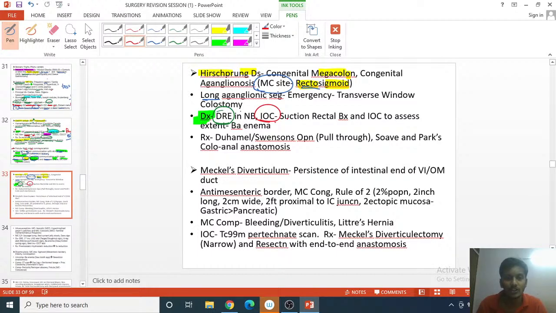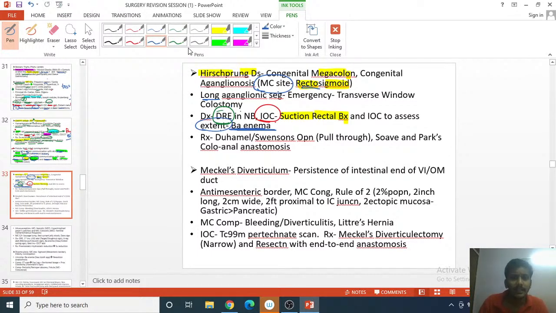Please remember. Investigation of choice, what will you do? Investigation of choice is your suction rectal biopsy. If transmural biopsy is in the options, or suction rectal biopsy, anything can be a better option. So a transmural or suction rectal biopsy would be the investigation of choice in Hirschsprung's disease. You take a biopsy and see that ganglion cells are absent. And to assess the extent, how long the aganglionic segment is, you will perform a barium enema.